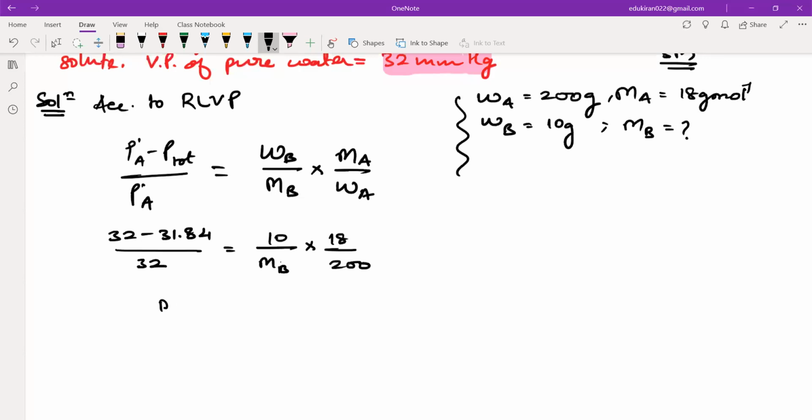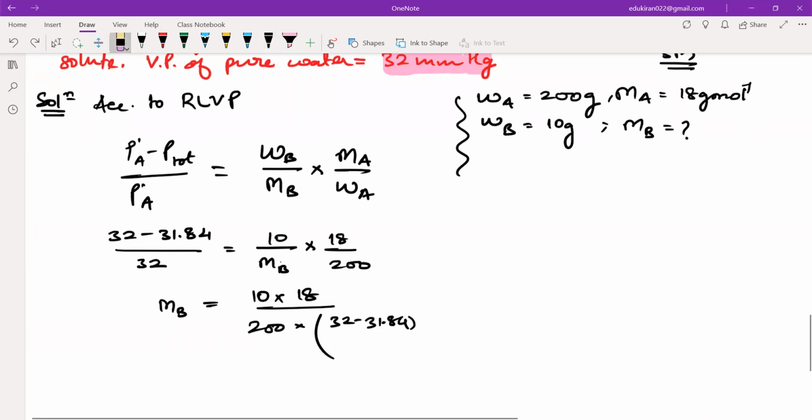MB क्या हो जाएगा आपके लिए? MB will be equal to 10 into 18 upon 200 into 32 minus 31.84 divided by 32. Divided by 32 ऊपर चला जाएगा. इसको छोटे ब्रैकेट में कर देते हैं. चलिए प्लीज कैलकुलेट कीजिए इसको. आंसर कितना आ रहा है बताइए.